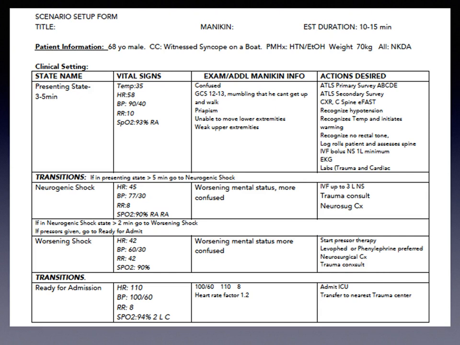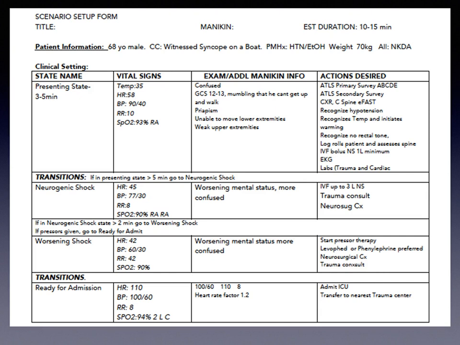And what are the actions that I desire my learner to take so that they can either get all of these actions or none of these actions to progress to the next stage? And then plan your next stage. Is it going to be a worsening or deteriorating patient, or is it going to be an improving patient? Again, a lot of this is dynamic, and it depends on how well your learner performs.